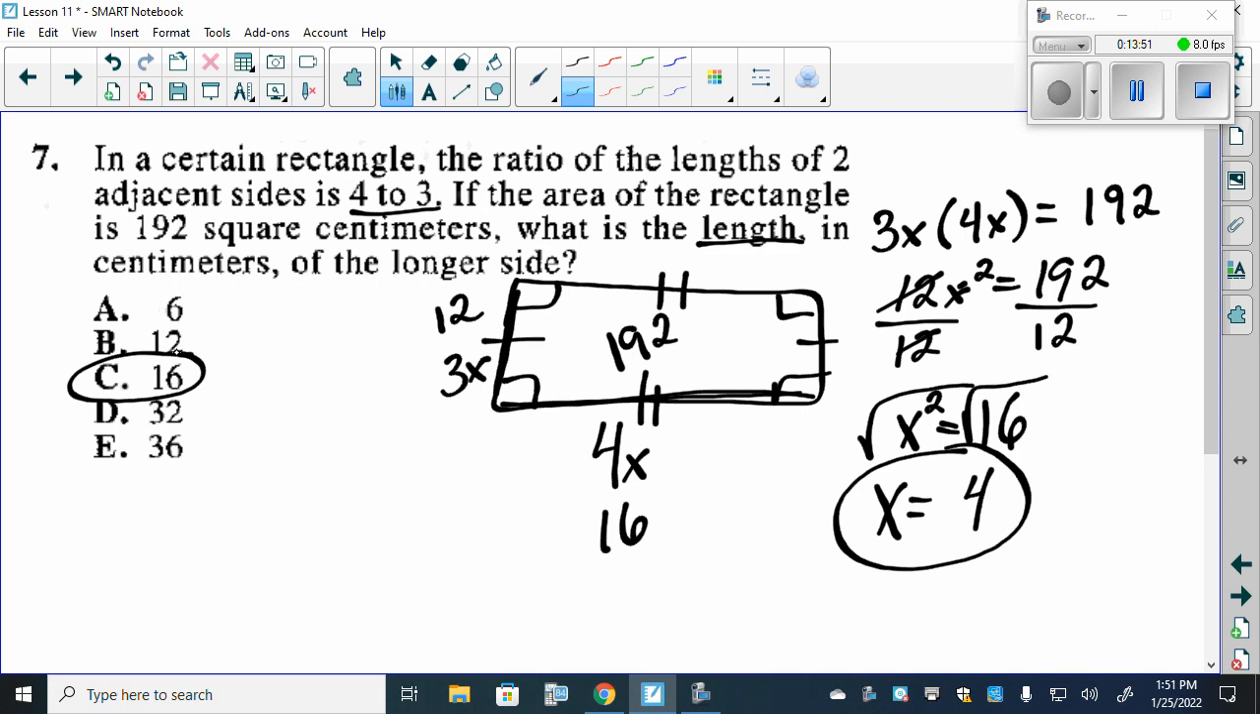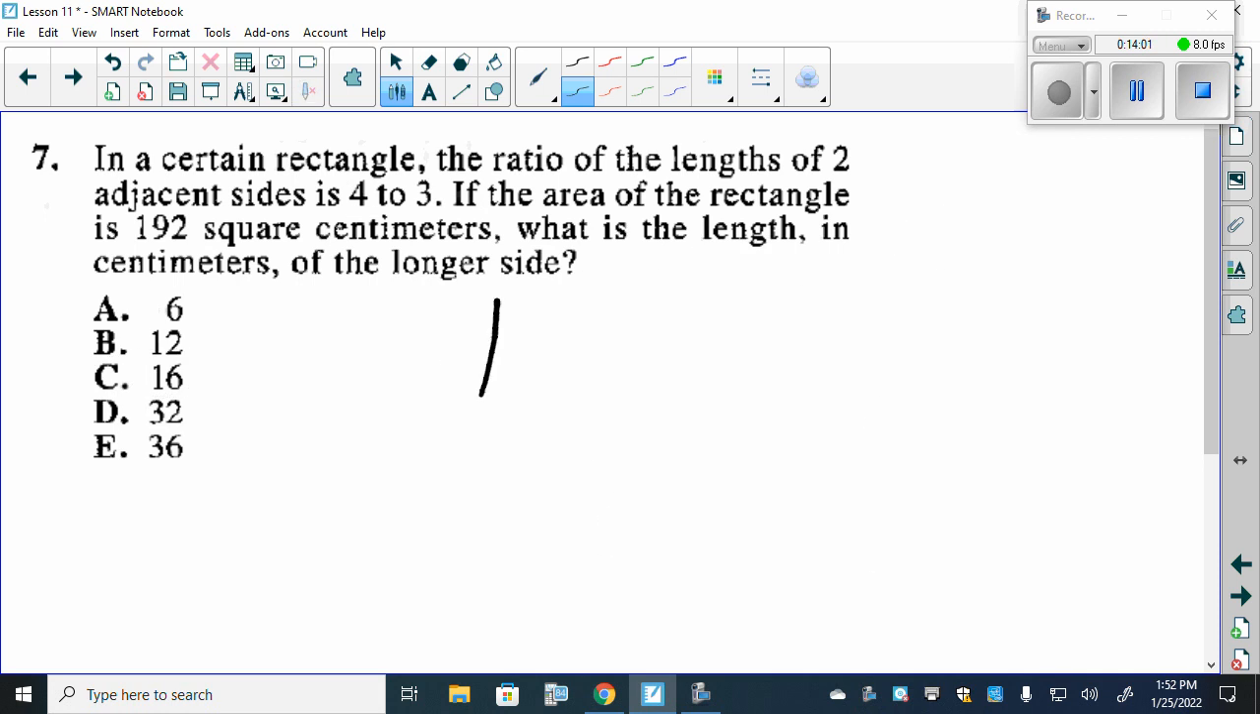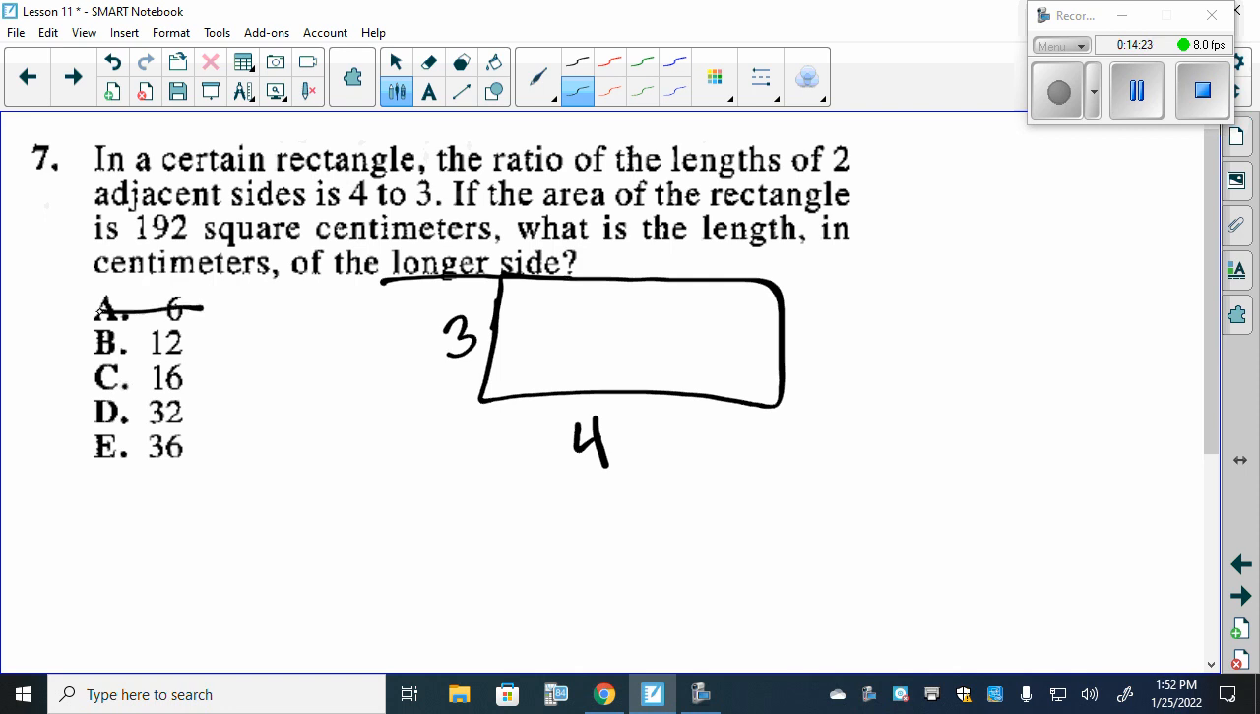So the correct answer would be 16. And we could have tried different multiples to get there. So I'm going to erase this here, because we could start out with this, and then we know it's in the ratio of 3 to 4, yes? Well, if I know that, and we want the longer side, yes? So the longer side has to be in multiples of... what is one of these that we know won't work? There's no way we can make 6 as a multiple of 4.